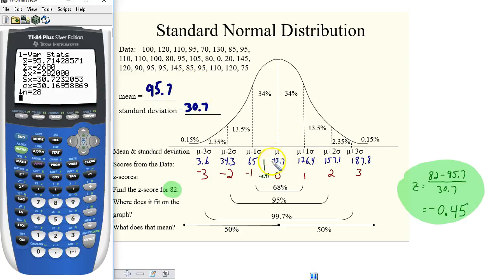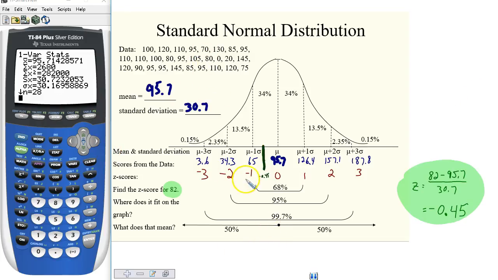My mean is 95.7. That's the center of the distribution. If I add the standard deviation of 30.7, and I'm estimating these, three times to the right, and subtract it three times to the left, I'm going to get an idea of what the picture of this distribution looks like.